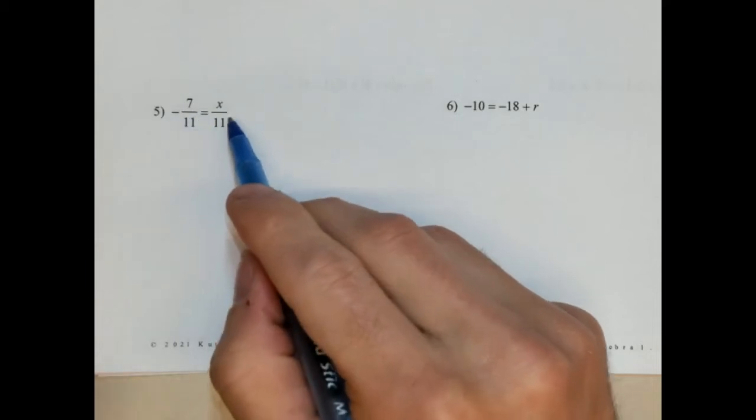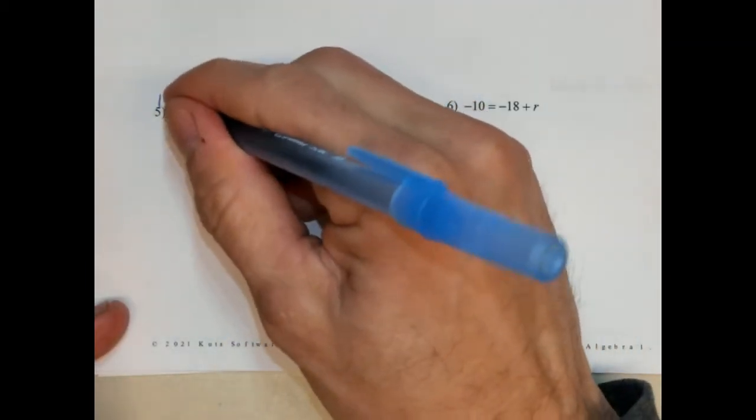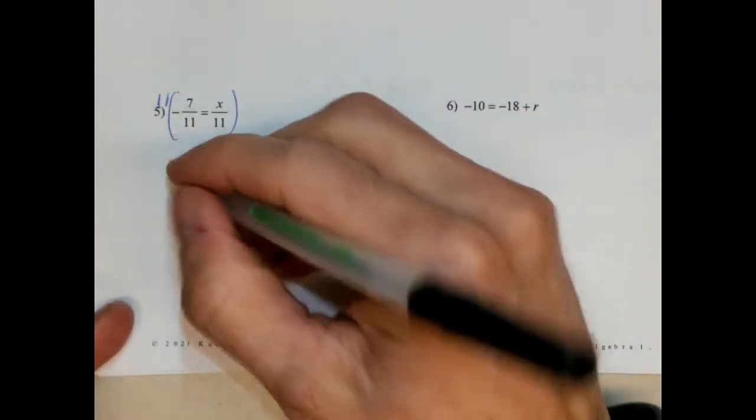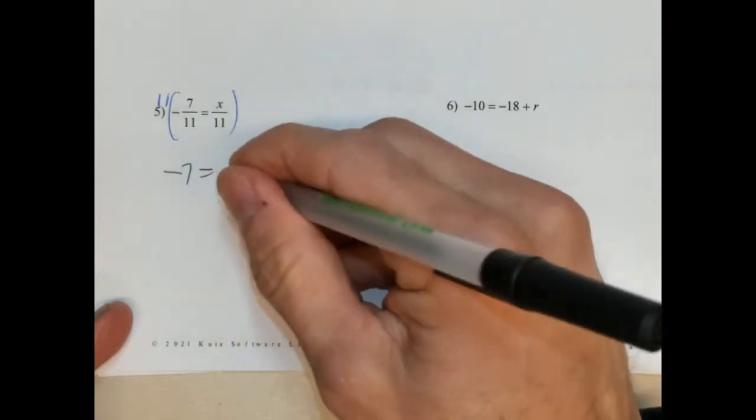Negative 7 over 11 is equal to x over 11. So again, this is division, so the inverse operation is multiplication. We're going to multiply by 11. So when we multiply this by 11, this would cancel out. So we're going to have negative 7 left over, and x would be over here. So x equals negative 7.